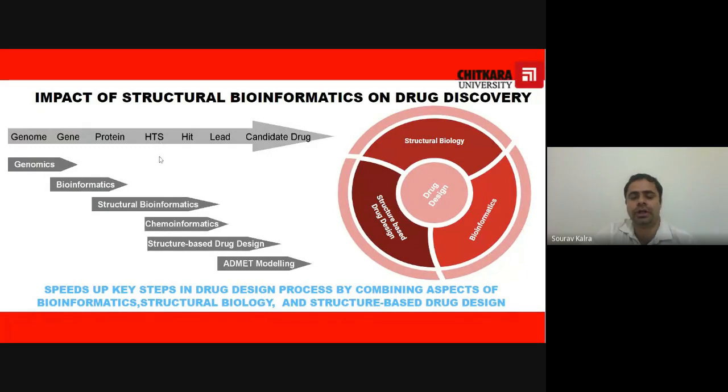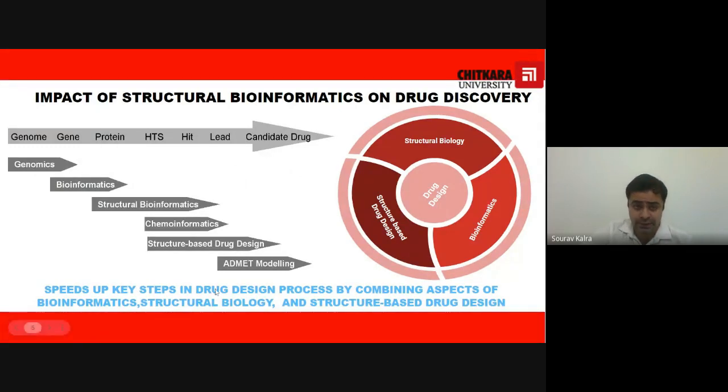From high throughput screening, we will find the hit molecules. From those hit molecules we can find the lead molecule that has the potential to become a candidate drug. From this lead, we have to do lead optimization and other things. Then we have to check the activity in an animal model. Only then can a lead become a candidate drug.